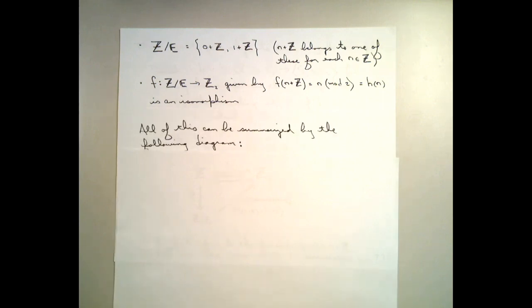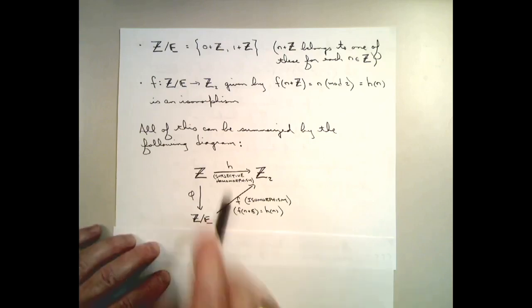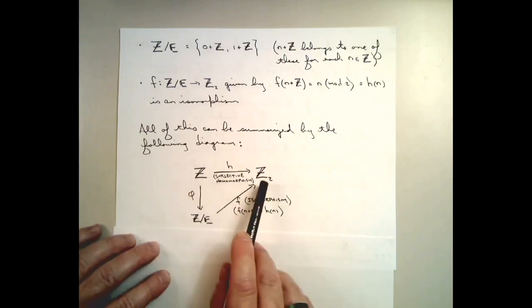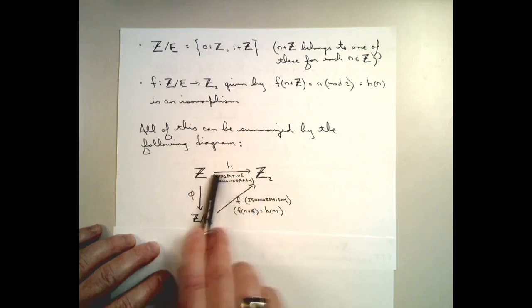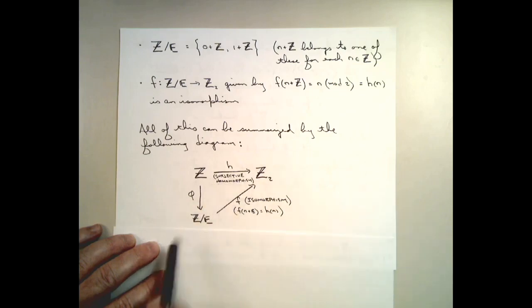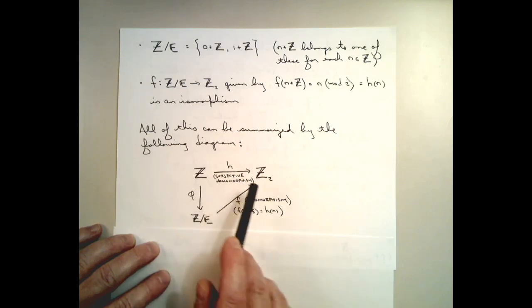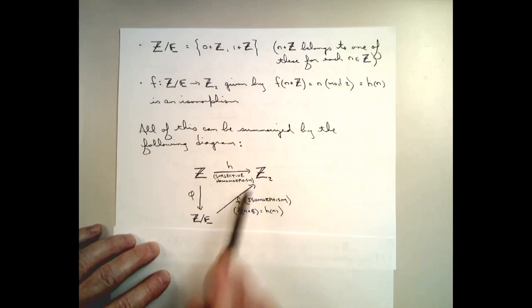I can actually summarize all of this information in one diagram. We've not looked at this diagram before, but it's a pretty common way of expressing all of this information in a compact setting. We're starting with our domain set Z, our codomain Z2. h is a homomorphism, a surjective homomorphism. I was leaving that out. We're only considering surjections right now. So h is a surjective homomorphism.